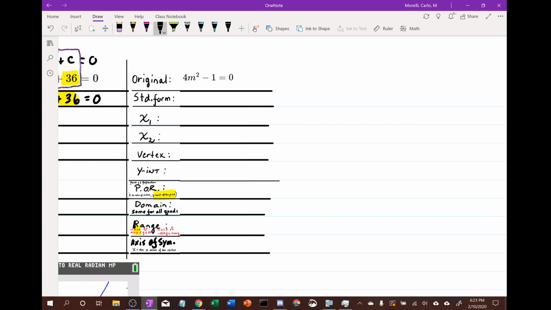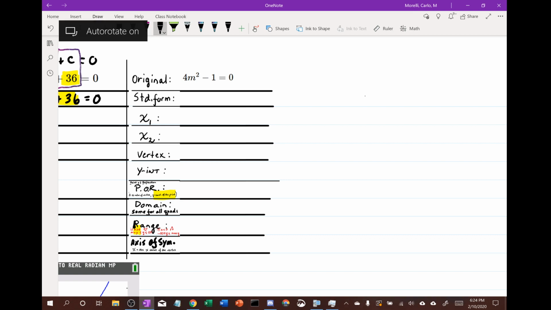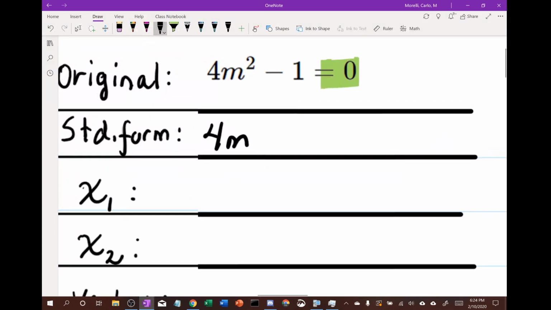Okay, so this is a weird one. It's definitely not in standard form. Or is it? All right, so this one I do want to help you with, because you could put this into y equals right now. The key is that it's set equal to 0. Let me show you what's really happening. You've got 4m squared plus 0m minus 1. So if I ask you to list out A equals, B equals, C equals.